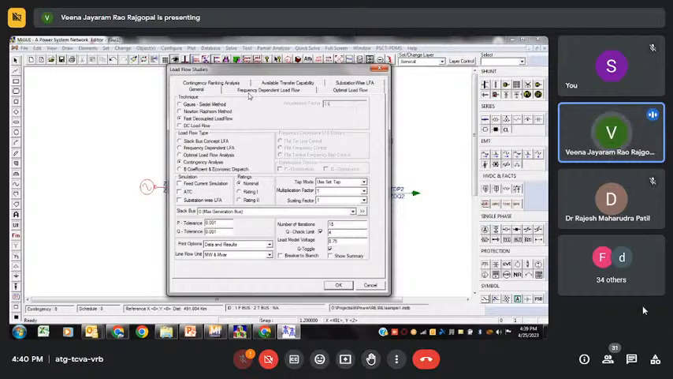Like that, you have n minus one, n minus two, but normally they stop at n minus two. What it means is two elements go out of service in parallel. What is the impact of that? That we call contingency. You can define a group of elements that is going to go out of service. So it is going to tell which is the most severe contingency. That is the contingency ranking analysis.